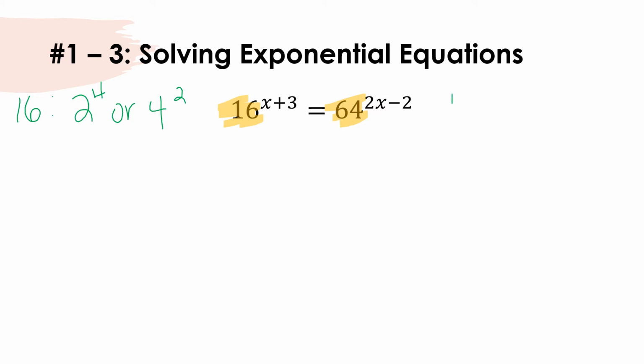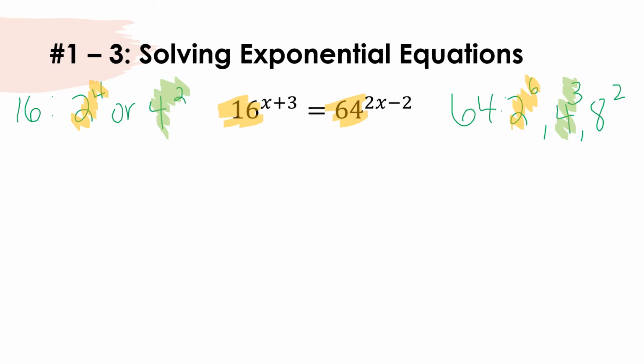Okay. 64 can actually be written 3 different ways. There is 2 to the 6th, then there's 4 to the 3rd, and then you also have 8 squared. So they share two common bases. So you can either use 2 to the 4th and 2 to the 6th, or you could use 4 squared and 4 cubed. What you can't use is 8 squared because 16 cannot be written with a base 8.